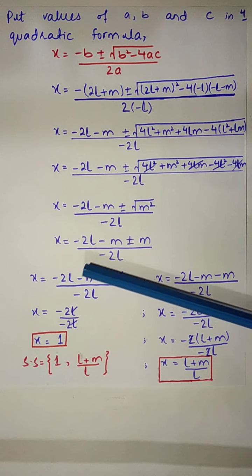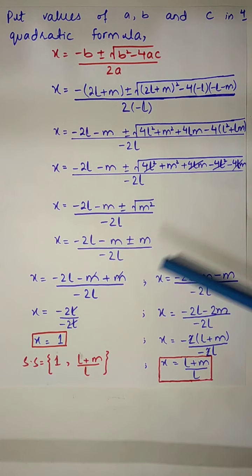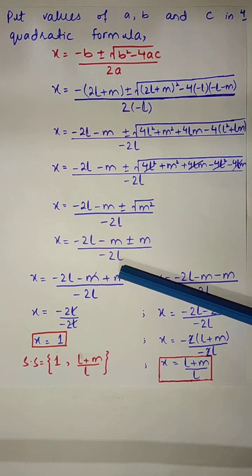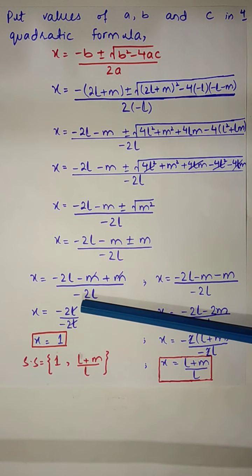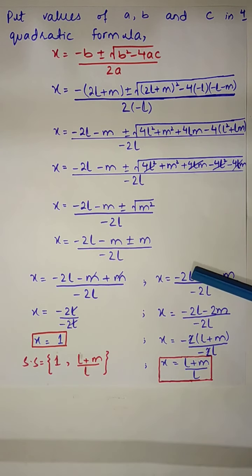This becomes x is equal to (minus 2L minus M plus M) by minus 2L, and here we will write (minus 2L minus M minus M) by minus 2L. From the first, M will cancel out, minus 2L by minus 2L, and when these two terms cancel out from numerator and denominator, it becomes 1. And from the second, minus 2L and minus minus plus M will give minus 2L minus 2M by minus 2L. We know that 2 is common in both terms, so we will take minus 2 as common, L plus M is left, and this minus 2 will cancel out with the minus 2 in the denominator, and (L plus M) by L is left. These two are the required answers of x.